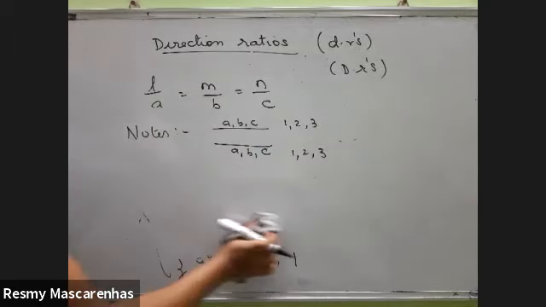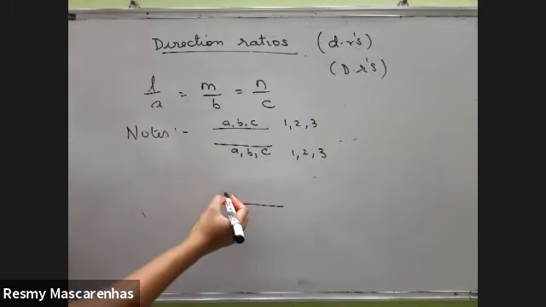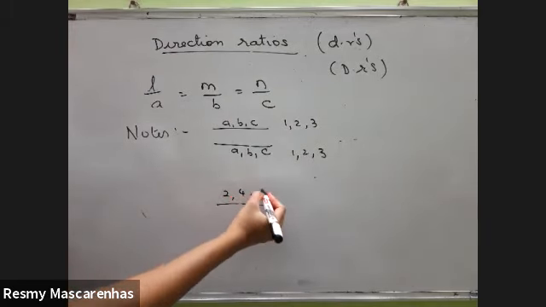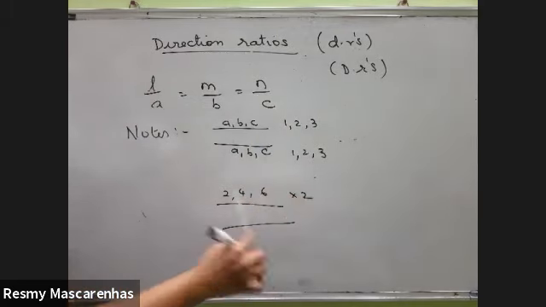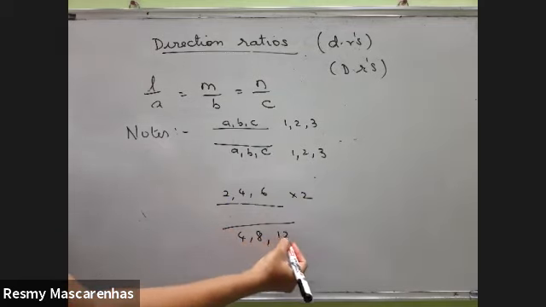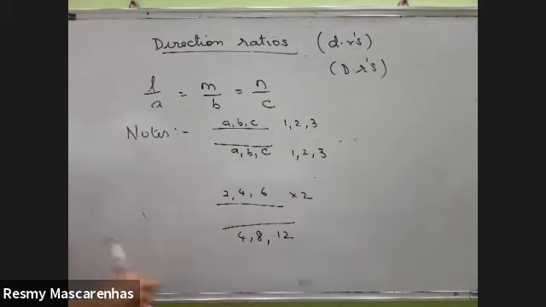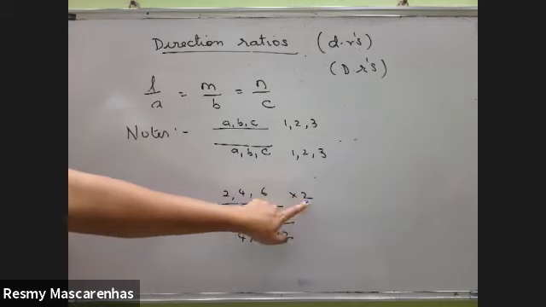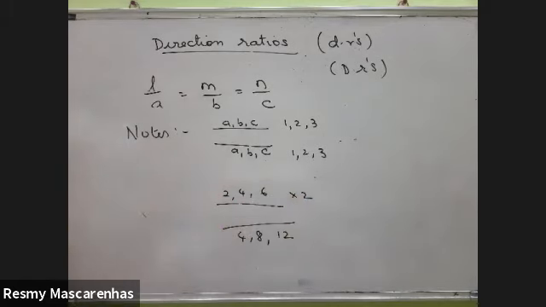The second note says it could also be proportional, for a parallel line. Suppose this is 2, 4 and 6. Proportional means you could multiply it by 2, so 4, 8 and 12. You could simply multiply it by 3. So proportional means you can keep on multiplying by any number or dividing by that number. So they will be proportional.